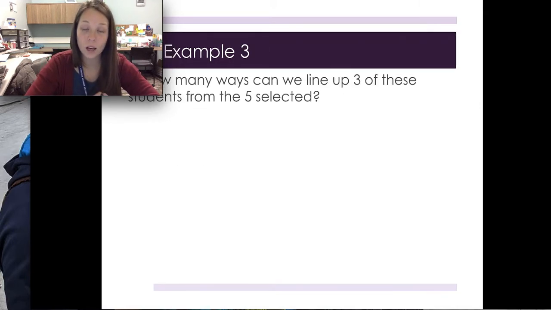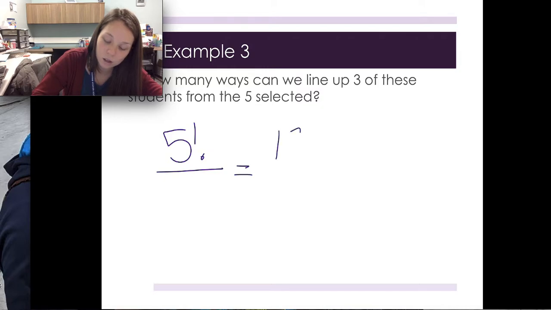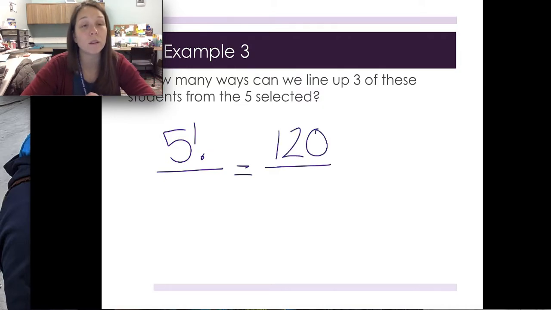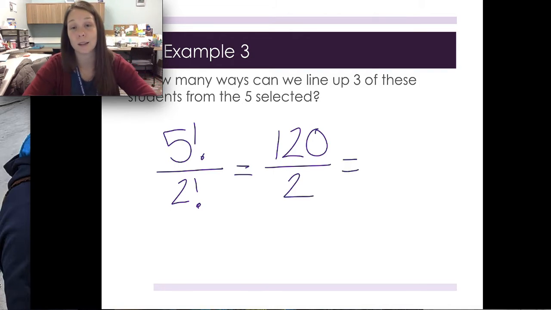So if we feed off of this a little bit, it says, in how many ways can we line up 3 of the 5 students? Well, there's 120 ways, or 5 factorial ways, to line up 5 students altogether, but we're only selecting 3 of them. But if we're selecting 3, how many are we not selecting? Well, that would be 2. So I'm going to divide this by 2 factorial, because that's the number of students that I'm not selecting.